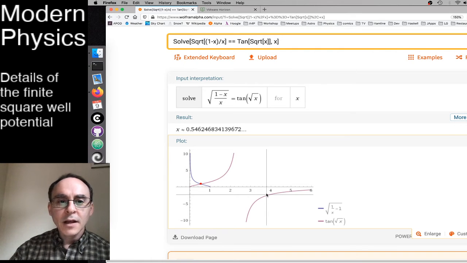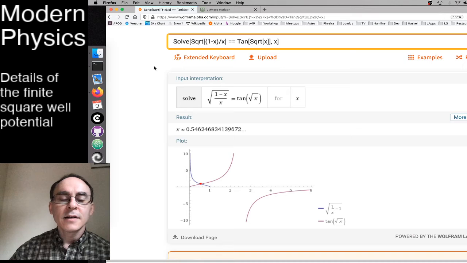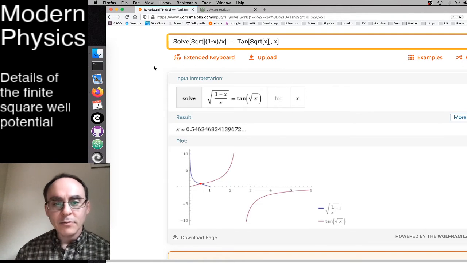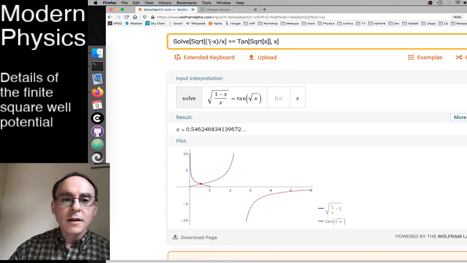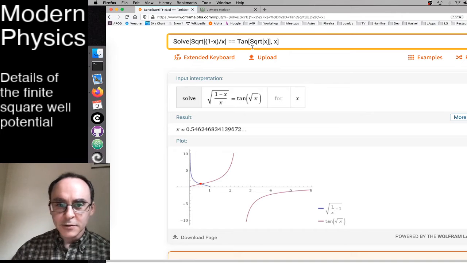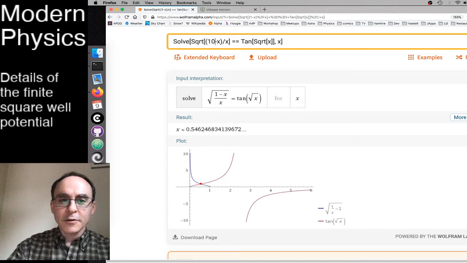However, if I want to find a different case where maybe the well is deep compared to the width of it, then I can just come up here and change, instead of considering V naught to be 1 in these units, let me take V naught to be, I don't know, 100.